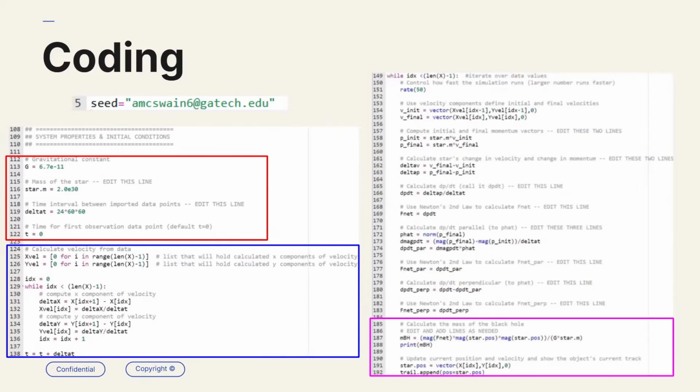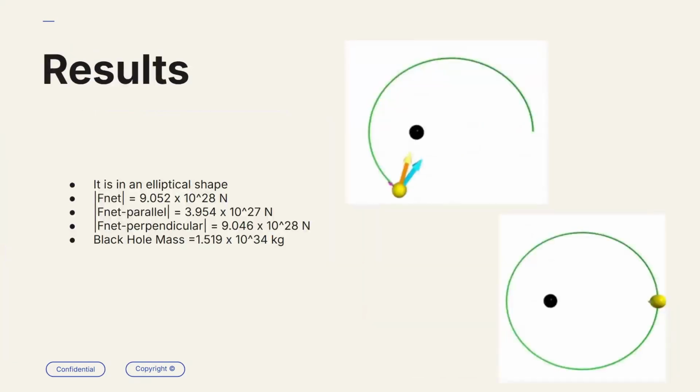And then the very bottom is where we are determining the mass of the black hole by using the formula absolute value of dp over dt times the absolute value of r squared divided by gravity times mass of the first object. And with that, it creates this elliptical shape. On the images, you can see that it is elliptical in the bottom shape, and in the top image, it shows you the parallel force and the perpendicular force, where the orange arrow is the perpendicular force and the blue arrow is the parallel force.